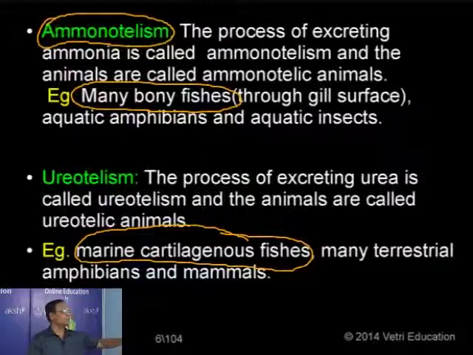So you have to remember about the marine bony fishes, or many bony fishes, and also the marine cartilaginous fishes. Marine cartilaginous fishes eliminate urea, whereas the bony fishes excrete mainly ammonia.